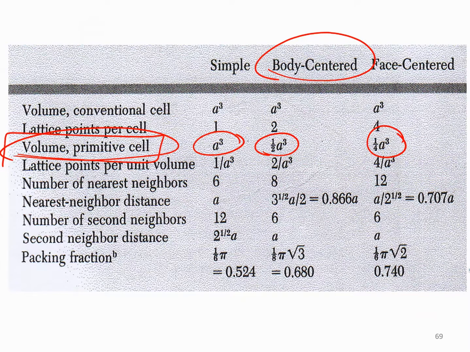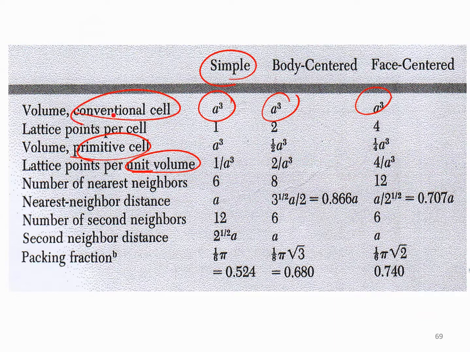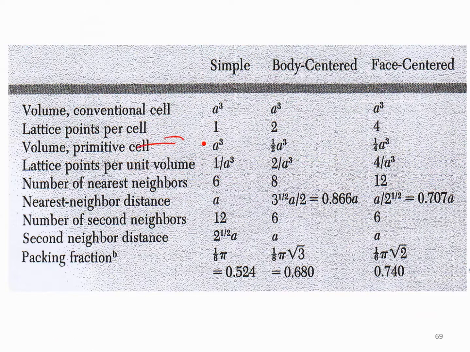Okay, simple, right? Then how many lattice points per unit volume? The unit volume is A cubed, for the simple cubic, not for the primitive. Okay, we have two volumes. One volume is for the whole cell. The other volume is only for the primitive. The primitive contains only one lattice point. But for the whole conventional cell, simple cubic has one, body center has two, face center has 4. But the primitive cell for simple cubic, body center cubic, and face center cubic all have only one lattice point.